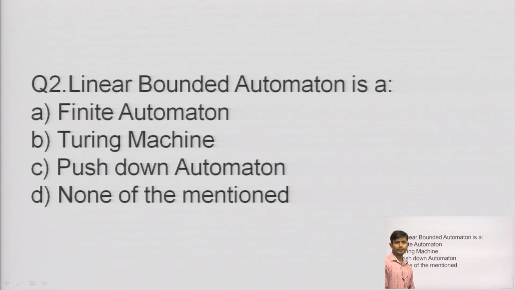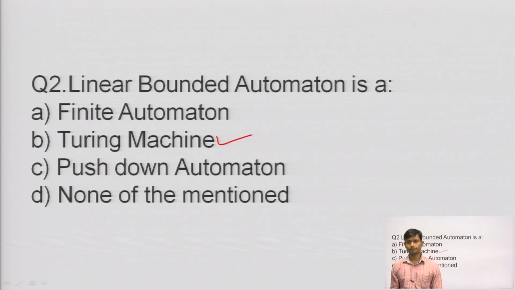It is given: linear bound automata, what is the linear bound automata? Is it a finite automata, Turing machine, push down automata, or none of the mentioned? Is it a finite automata? No, it is not a finite automata. Is it a push down automata? No, it is not a push down automata, because it accepts context sensitive language, and context sensitive language cannot be accepted by the push down automata. So here you can say Turing machine is the right option.